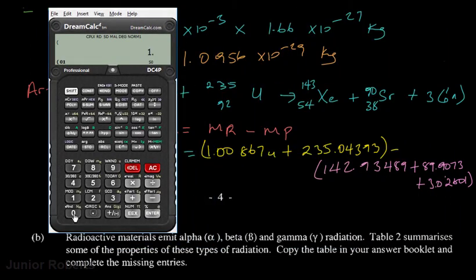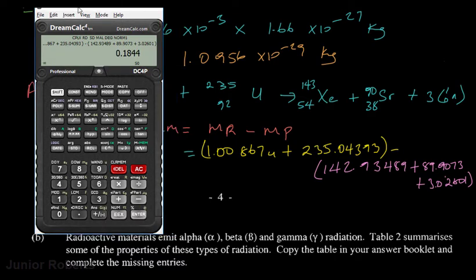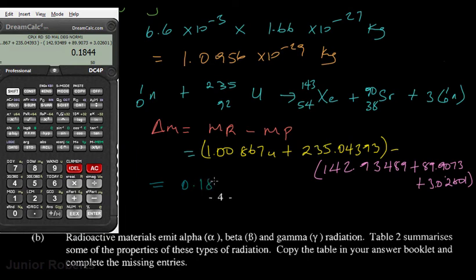So taking our calculator, we'll simply say open bracket 1.00867 plus 235.04393 close bracket minus open bracket 142.93489 plus 89.9073 plus 3.02601 close bracket, and then we say equal, and we get in this case 0.1844, and this is in U. And again, we convert from atomic mass units to kilograms by multiplying this by the value for the atomic mass unit, which is 1.66 times 10 to the minus 27.